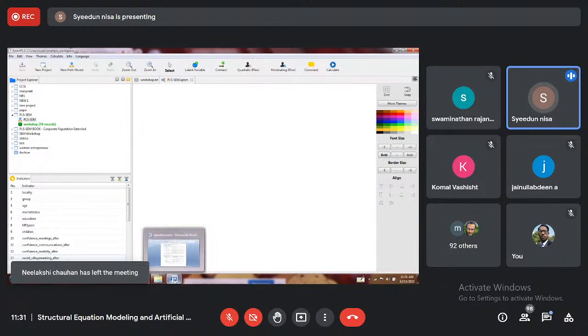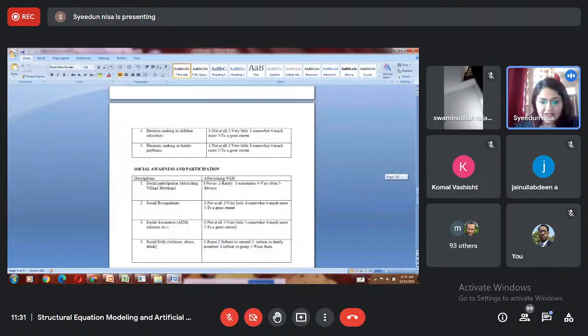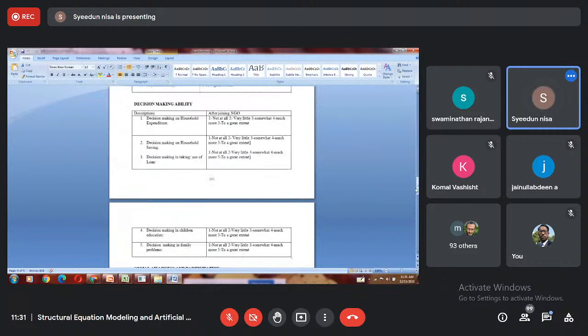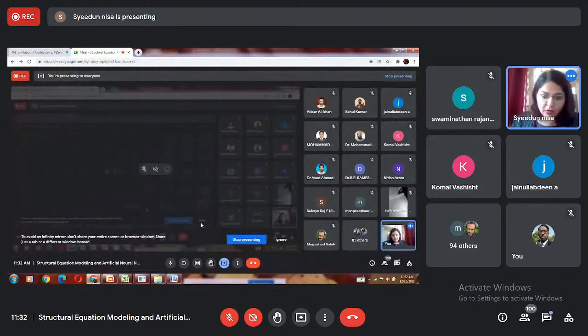So here in this questionnaire, I'll use one formative construct, which is social awareness, because I believe the things that I am measuring here in social awareness are not correlated, like social participation, or awareness about AIDS or schemes, or social evils, violence. So this construct, I believe, is more formative in nature, while others are more reflective, because if we talk about overall decision-making, then it should be with respect to household expenditure, saving also, use of loans, child education, family problems and all. So let's see how things will work here.